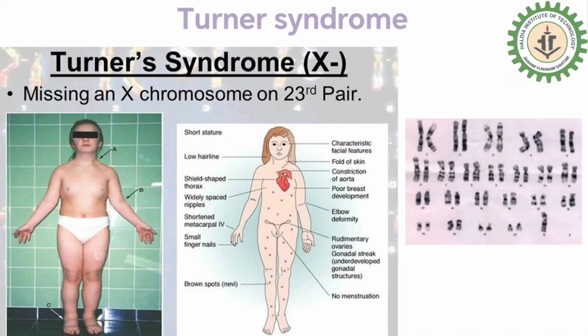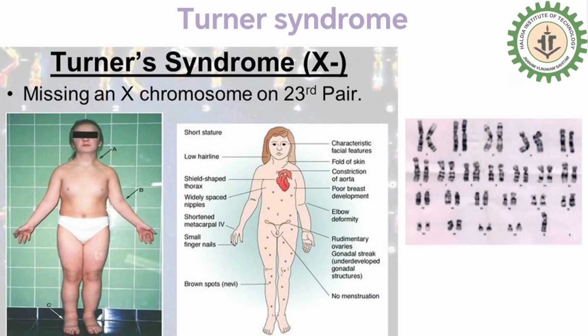Now I will discuss a few examples of such non-disjunction and related aneuploidy. The very well-known one is Turner syndrome, where one X chromosome is missing in the female. We all know that when both X chromosomes are present, the female is called a normal female. If one X is missing, that female is called a Turner female. It is named after the scientist who discovered this. Turner females suffer from various structural and mental problems. They have shorter height, impaired breast development, rudimentary ovaries, no menstruation, etc.